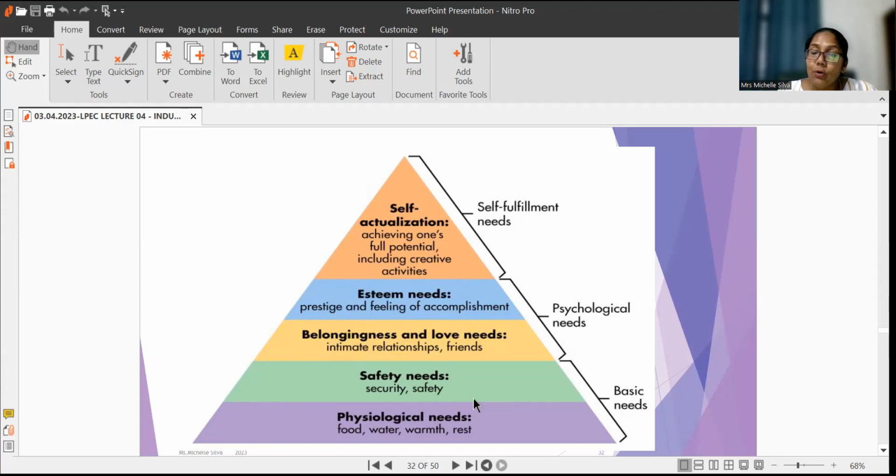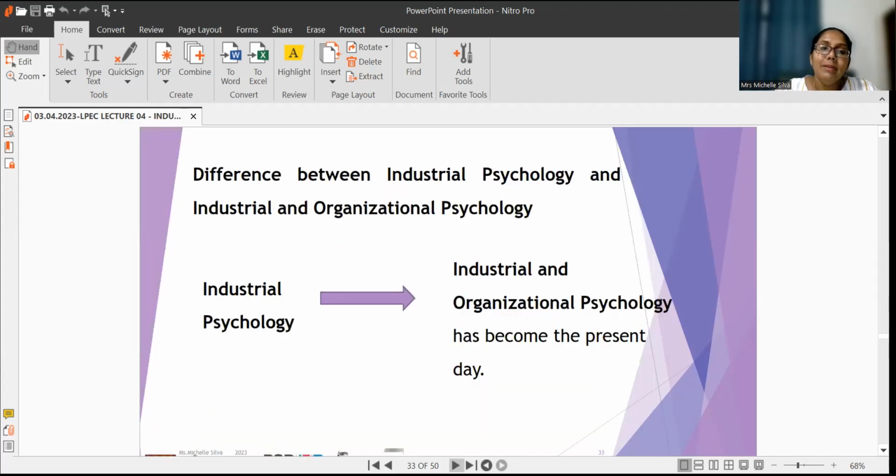To mitigate or reduce unnecessary work and employee problems, and finally help the organization to achieve its goals and objectives. Okay, so likewise we have discussed that point as well. So basically, the difference between industrial psychology and industrial organizational psychology: in many books, initially industrial psychology emerged as work psychology, but now we introduce this subject as industrial organizational psychology.